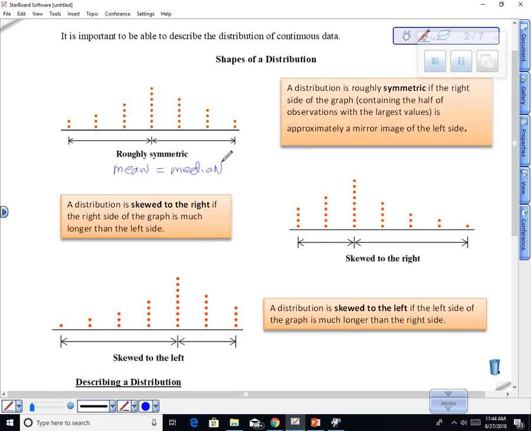Now, on the second graph, if it's skewed to the right, what that means is that if I were to draw this out, the tail would be to the right. So most of the data is to the left and the tail is to the right. I always think about, if I'm trying to figure out the skewness, which way is the tail? Whichever way the tail is, that's the direction of the skewness. So this is skewed to the right. And in this case, the mean is going to be greater than the median.